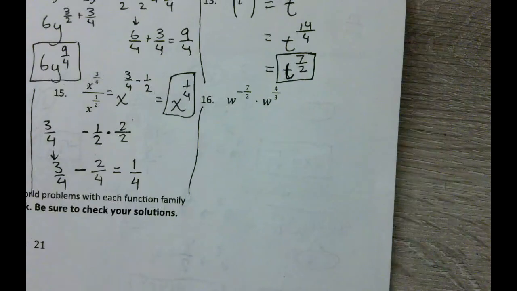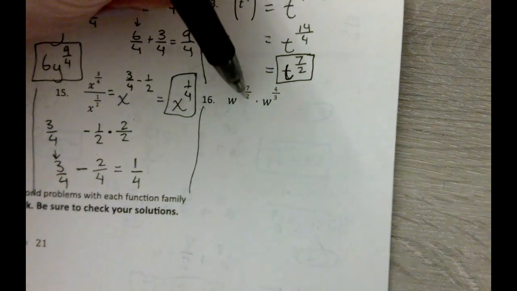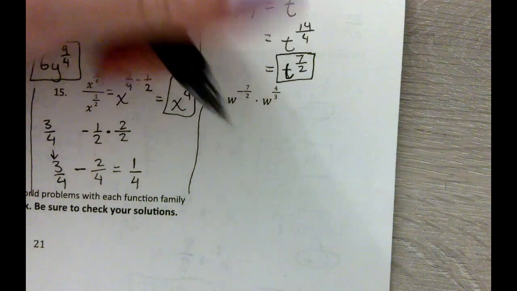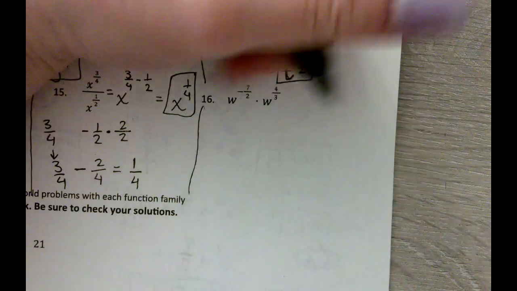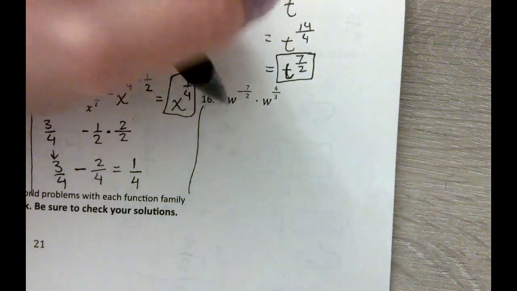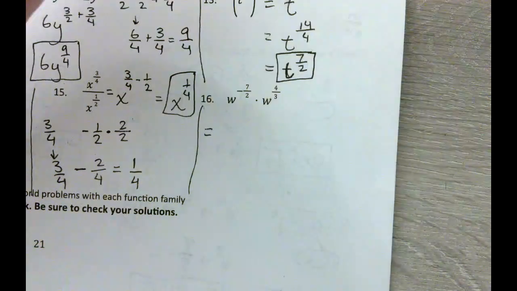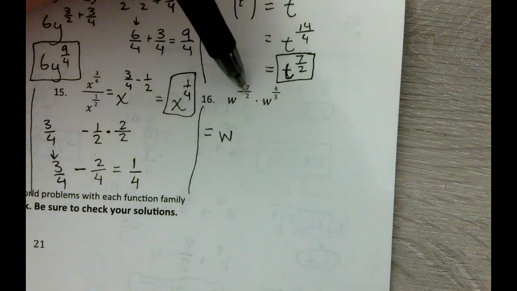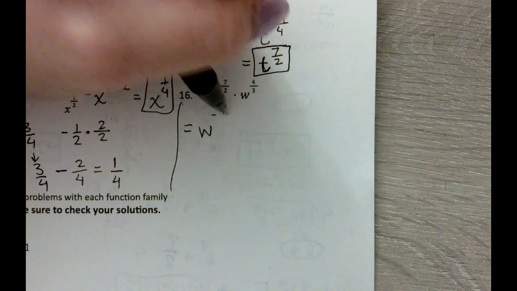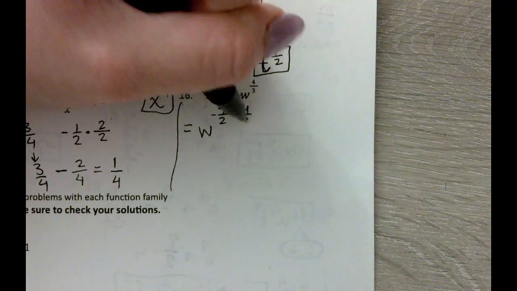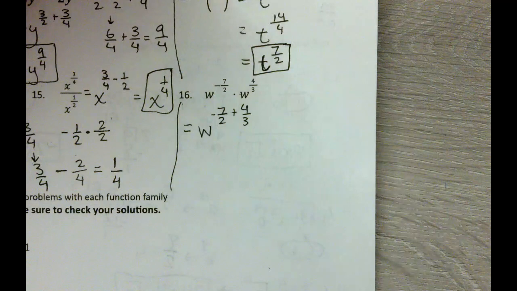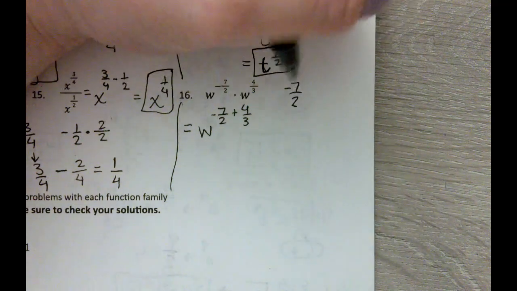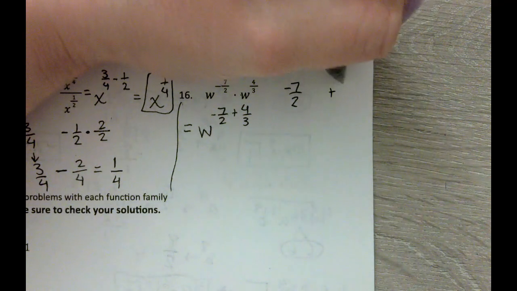Number 16, w to the negative 7 over 2 times w to the 4/3. Okay. I'm going to do that down here, and I'm going to do side work over here. So remember, when you multiply the bases, you add the exponents. Negative 7 over 2 plus 4/3. Different denominators. I'm going to need to do some side work. I'll come over here to do that. Negative 7 over 2. I'm going to leave some space. Plus 4/3.